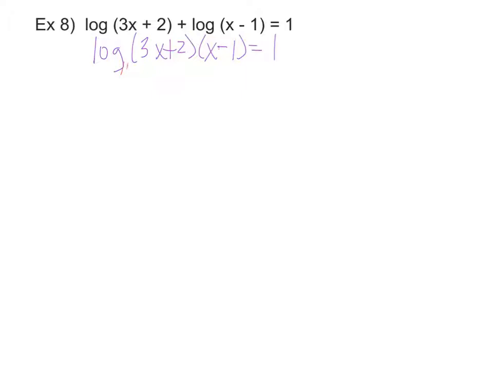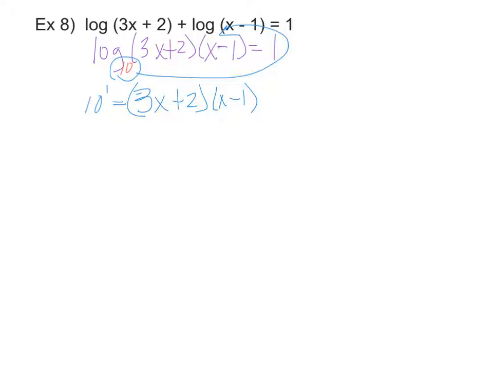10, good. So this is like base 10. Okay, now we can make that conversion. Take your base to the exponent and what it equals. So I have 10 to the first power now equals 3x plus 2 times an x minus 1.